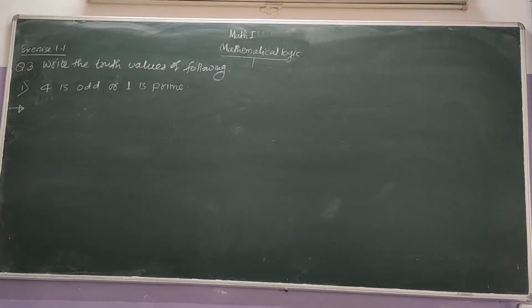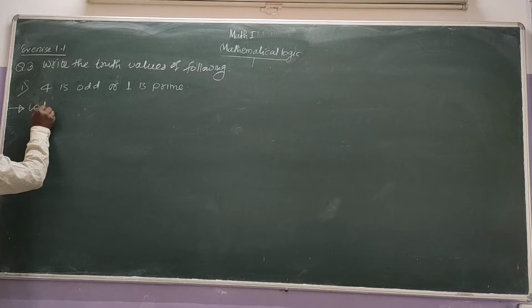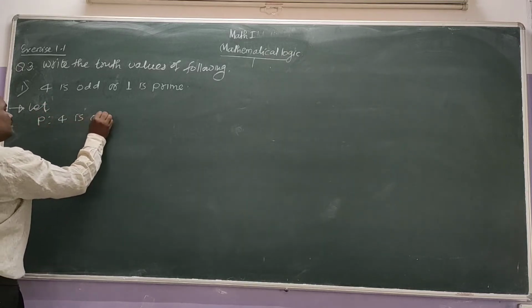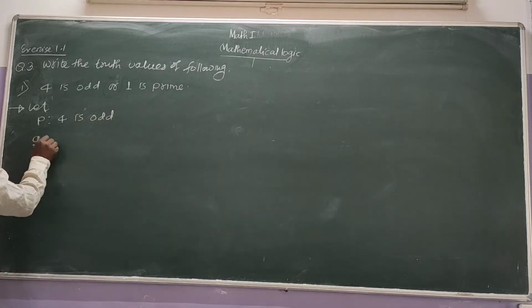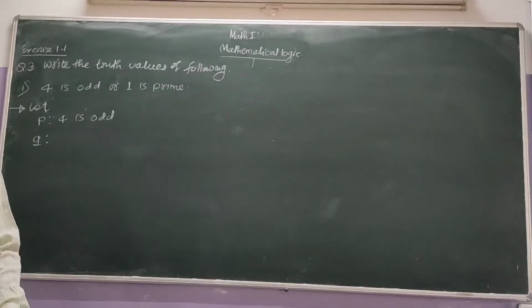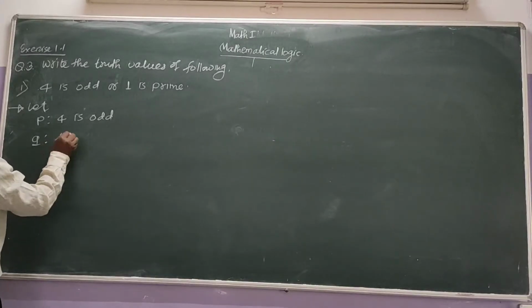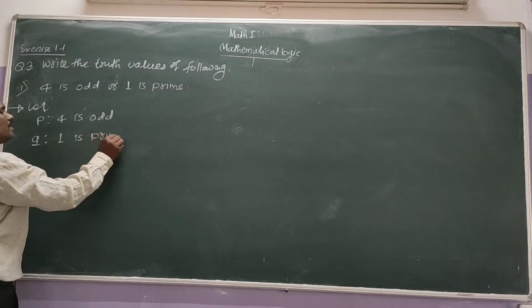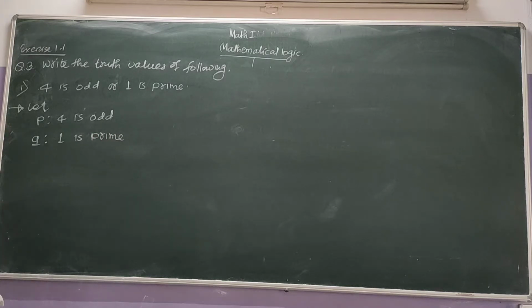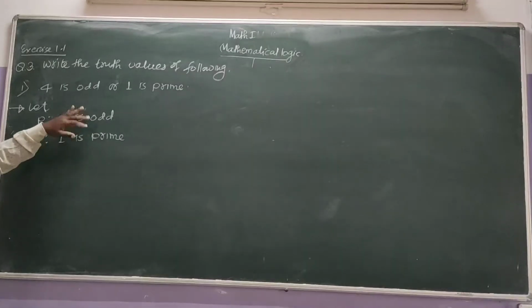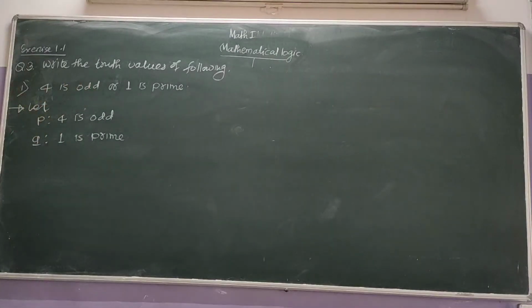Now if we want to write the truth value of this, first we write its symbolic form. Therefore consider here first simple statement as p. Let p is 4 is odd, and second simple statement write here the q is 1 is prime. To write the truth value of any compound statement, it depends on the truth values of both the simple statements and the connective. First we take the truth values of p and q.